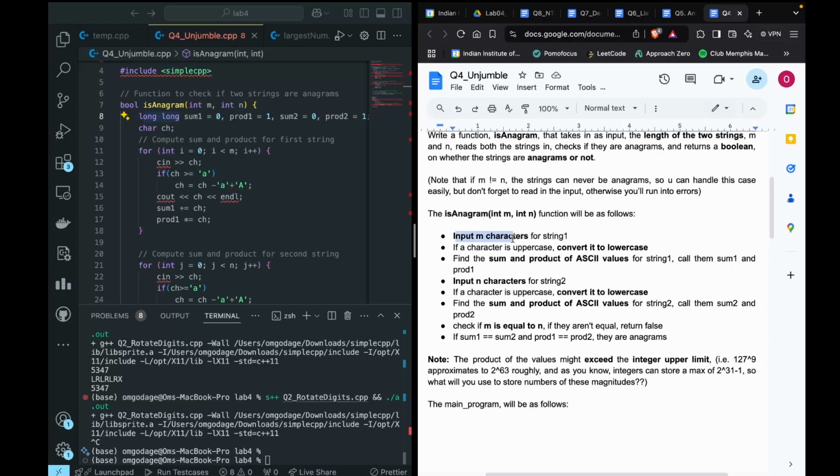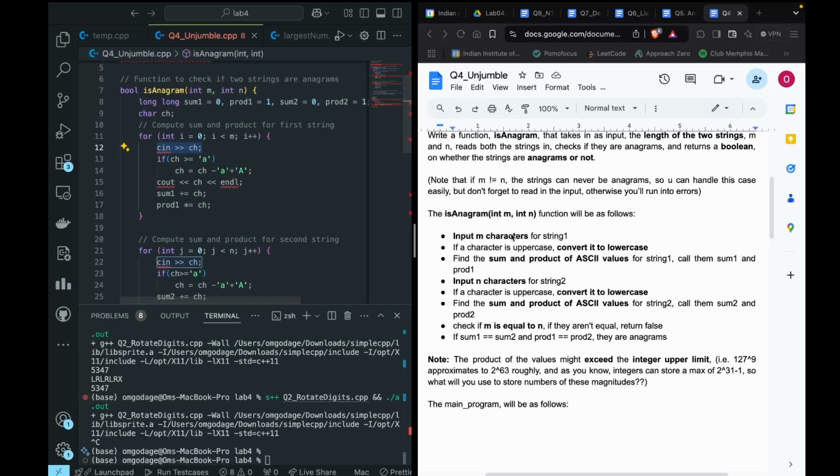Okay, so you input m characters one by one. So there's a loop for m, and you take in the character, and then if the character is uppercase, you convert it to lowercase. So if the ASCII value is bigger than a, then you convert it to, okay, wait, alright, I have done the opposite over here, my bad. So I have converted the character to uppercase. Wait, I'll just change the code.